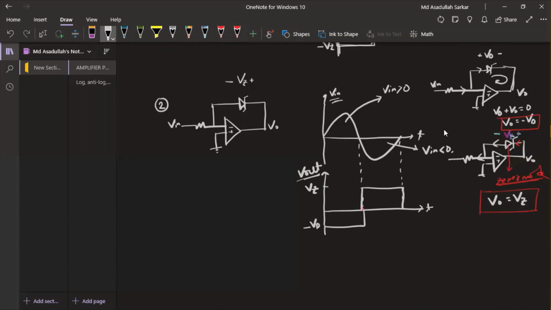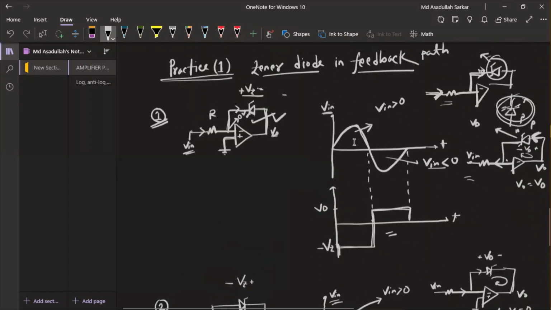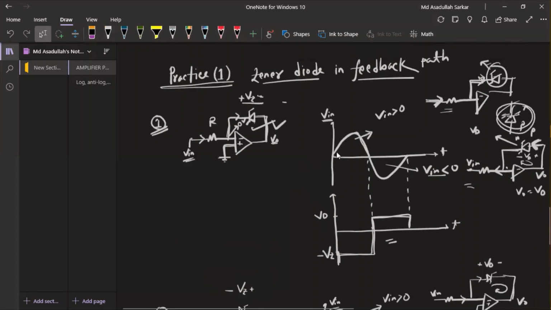So in these two examples, we have seen the expression of output voltage for a sine input voltage while a zener diode is kept in the feedback path. Okay, so thank you everyone.